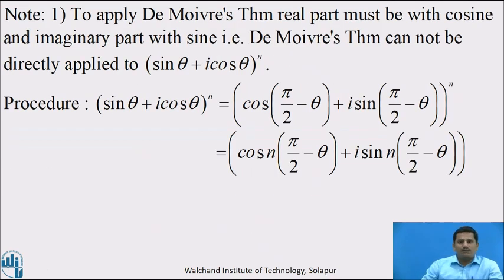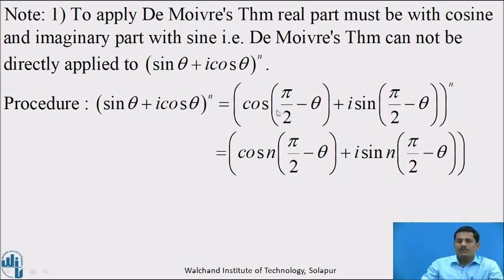Some important notes while applying De Moivre's theorem. To apply De Moivre's theorem, the real part must be the cosine one and the imaginary part must be the sine one. That is, De Moivre's theorem cannot be directly applied to (sin theta plus i cos theta) raised to n. Here, this is not a standard structure, but it is possible to convert it to the structure of De Moivre's theorem. What is the procedure? The given thing is (sin theta plus i cos theta) raised to n.